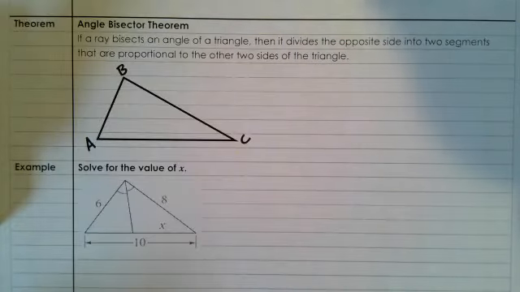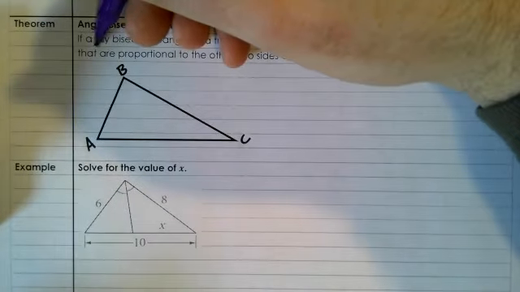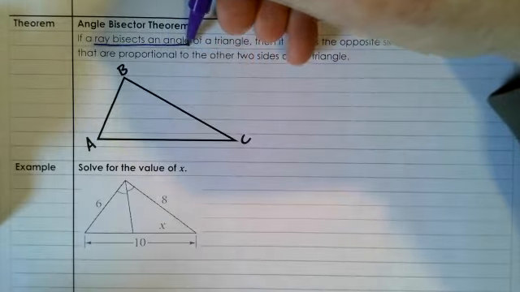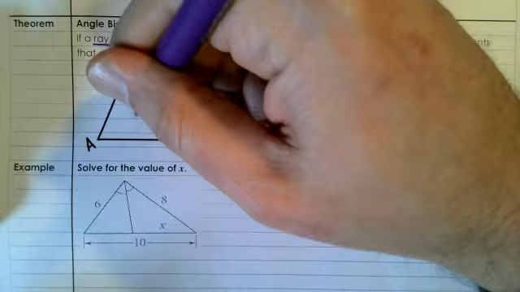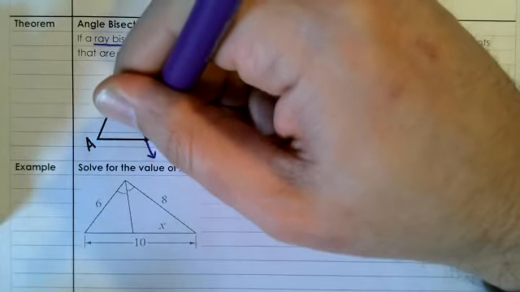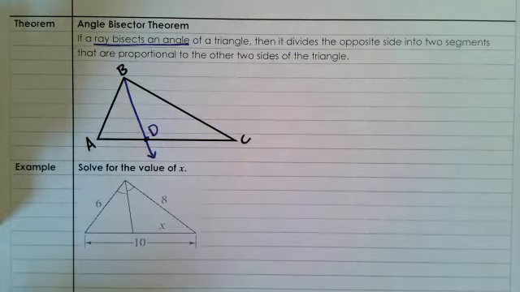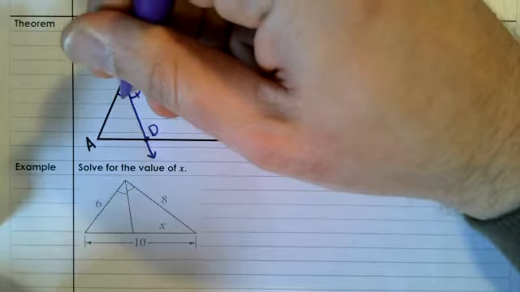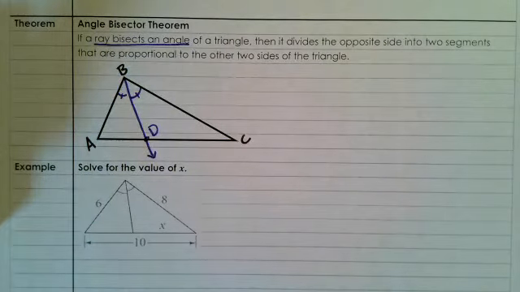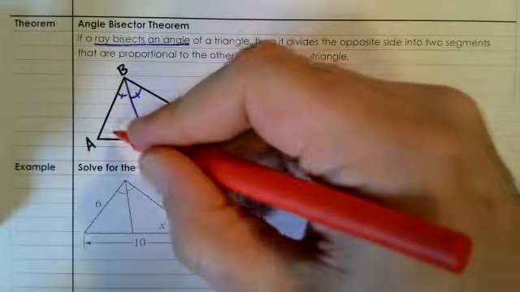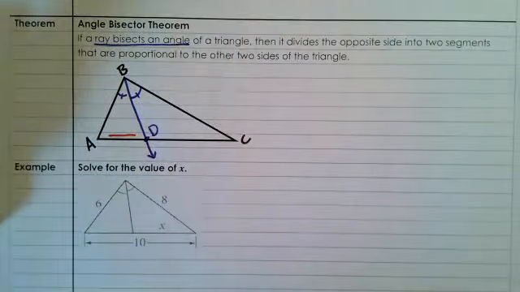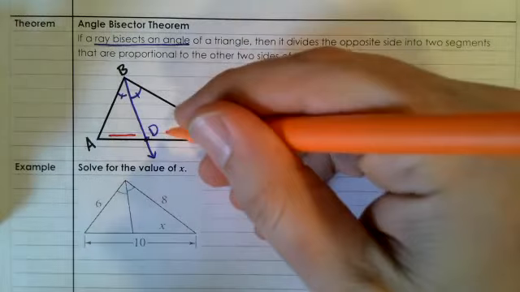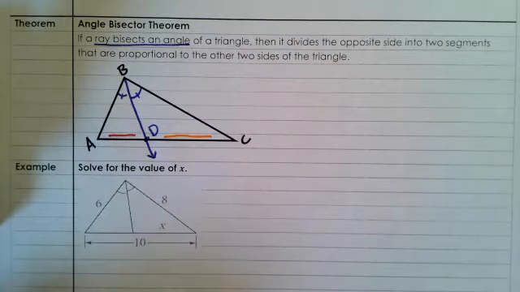Now this next theorem, we're going to kind of draw together. So we've got a ray that bisects an angle. So I'm going to draw this ray down here that bisects this angle. I'm going to say it bisects at point D, and it's making these two angles congruent. If a ray bisects that angle of a triangle, it divides the opposite side into two segments. Yeah, it does. It makes this segment here AD and another segment over here DC.